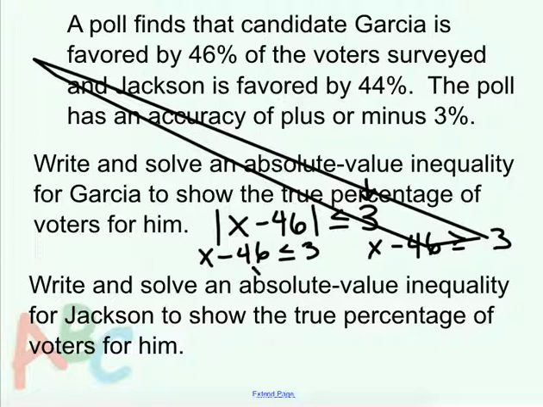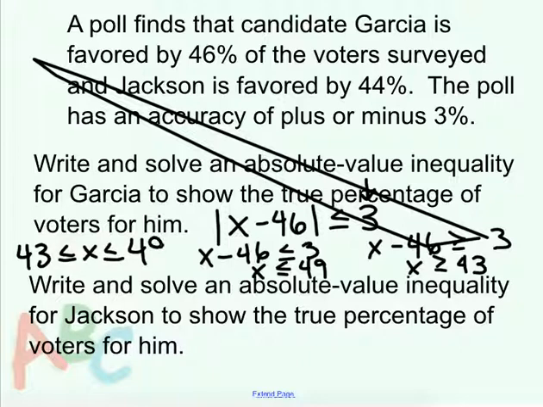I add 46 to each side and get that x needs to be between 49 and 43 to be the true value. It's going to be somewhere in that value. So if I were to put it as a compound inequality, we would say his numbers are between 43 and 49. Similarly, for Jackson, we can write this and say the actual value of his voters minus what we have for the survey needs to be less than or equal to 3%. So we can solve that as well.